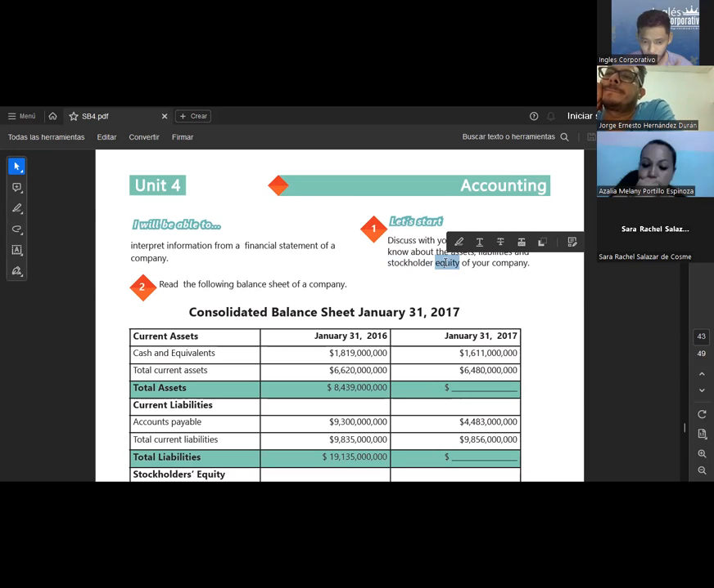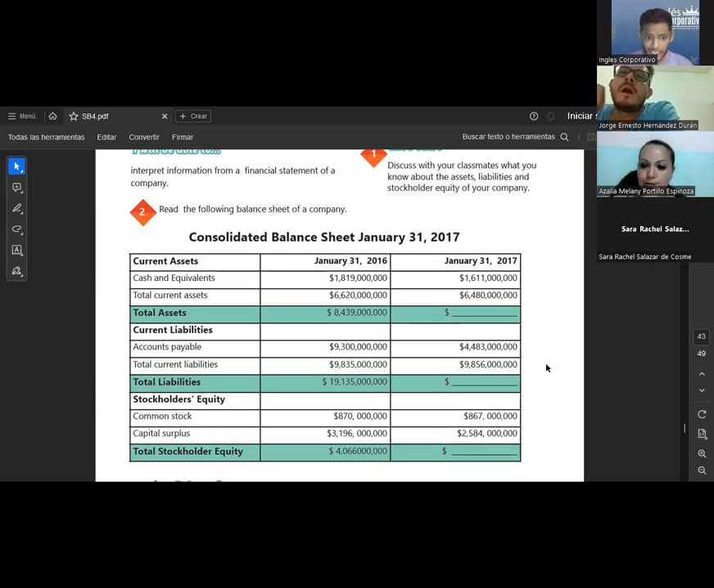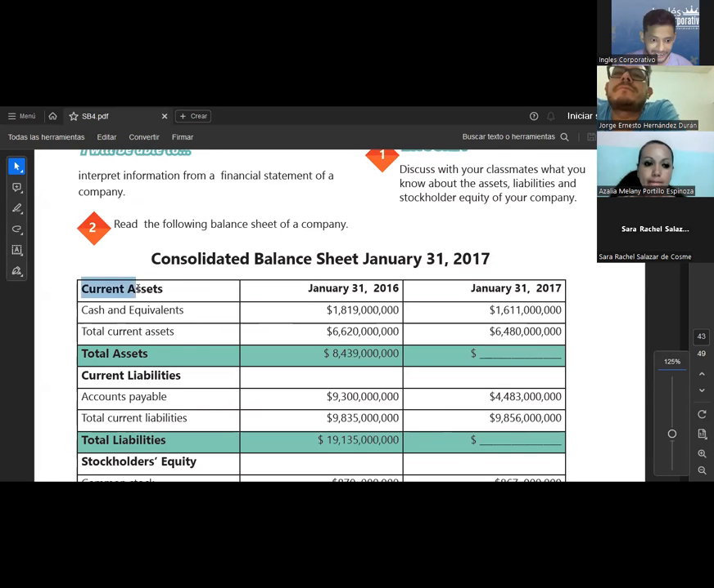Now, in this part number two, we have a lot of numbers. As you can see, have many numbers there. It says, read the following balance sheet of a company. Then it says, consolidated balance sheet, January 31st, 2017. We got the current assets of 2 years, I think. We got 2016 over here and 2017. All right. Cash and equivalents. Got a lot of money. I don't know if this is millions or billions. This is billions, right?